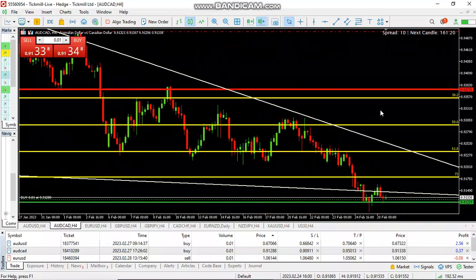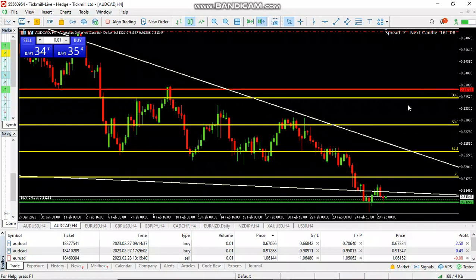Okay, I am currently in the Aussie CAD as well. I know I don't always do two of the same pairs, but now the Australian dollar is doing good, so that's why I'm in the Aussie CAD as well. Small little stop loss over there, and the take profit is way up over there, where the next level of supply and demand is.